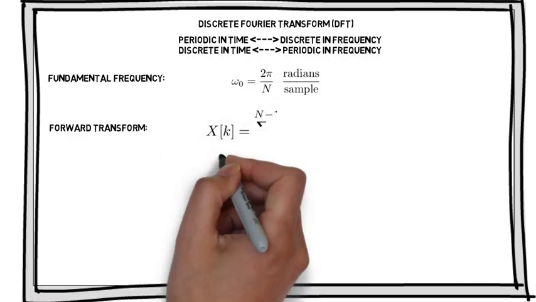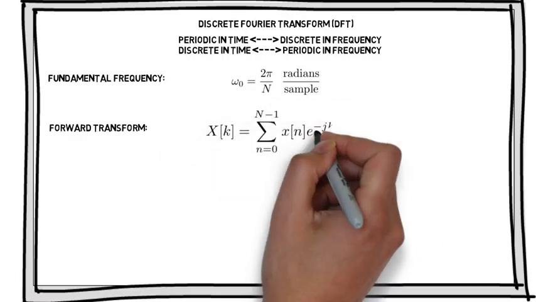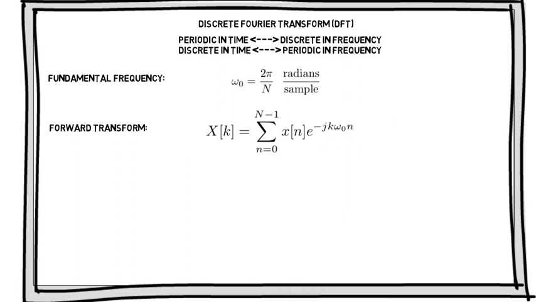It's the sum from little n equals 0 to capital N minus 1 of x of n times e to the minus jk little omega naught n. And notice now it's discrete in frequency because it only has energy at integer multiples of 2 pi over capital N. And so we call its DFT coefficients x of k.